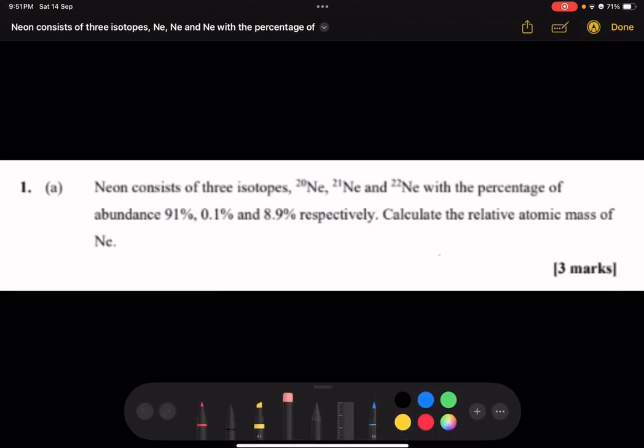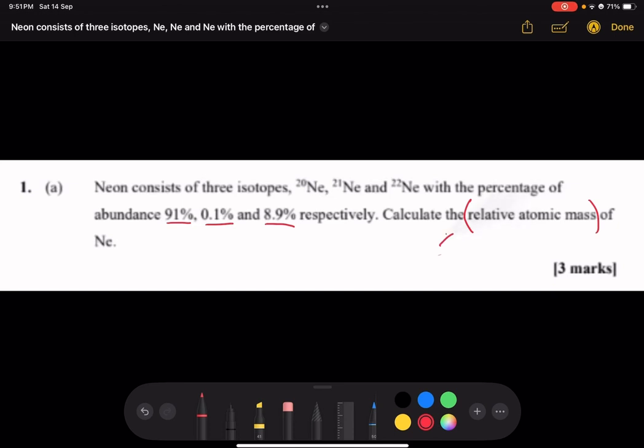Neon consists of three isotopes, 20Ne, 21Ne, and 22Ne, with the percentage of abundance 91%, 0.1%, and 8.9% respectively. Calculate the relative atomic mass of neon.